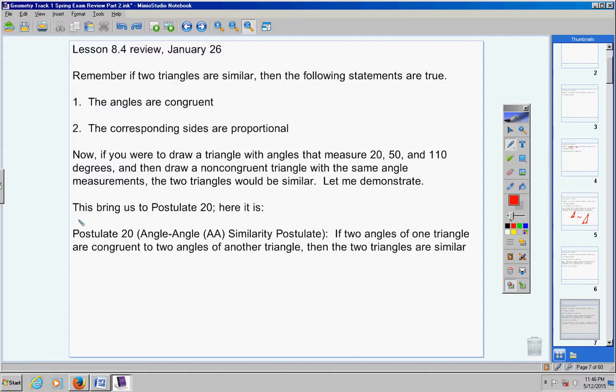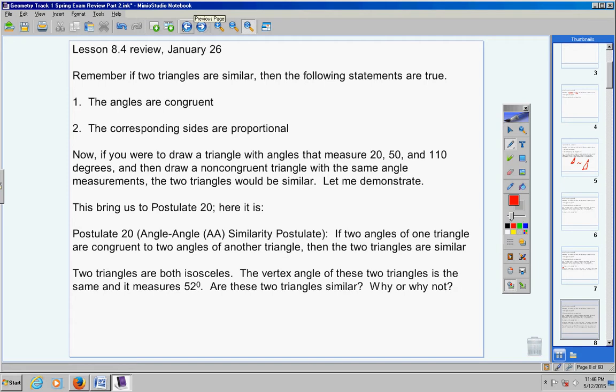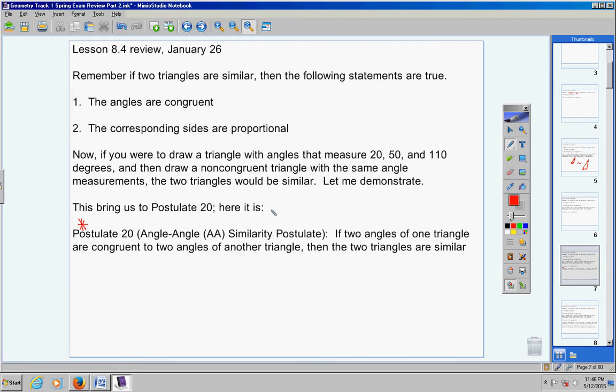I would write that in your notes, or make note somewhere in your notes where this can be found, okay? You need to understand postulate 20 and be able to apply it. You can. It's up to you.